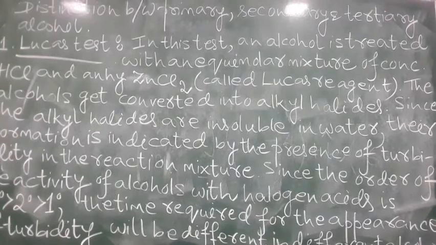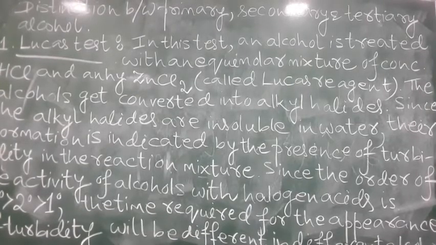The alcohols get converted into alkyl halides. Since the alkyl halides are insoluble in water, their formation is indicated by the presence of turbidity in the reaction mixture. Since the order of reactivity of alcohols with halogen acids is of the order 3 degree, greater than 2 degree, greater than 1 degree, the time required for the appearance of turbidity will be different in different alcohol. Please write it down.